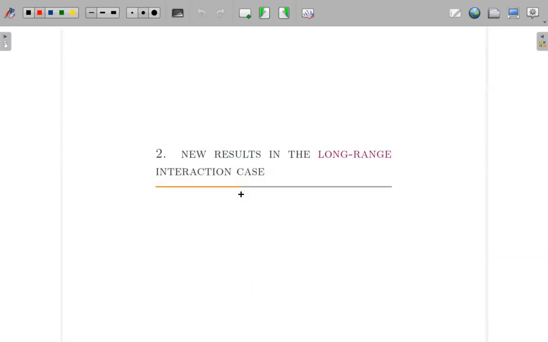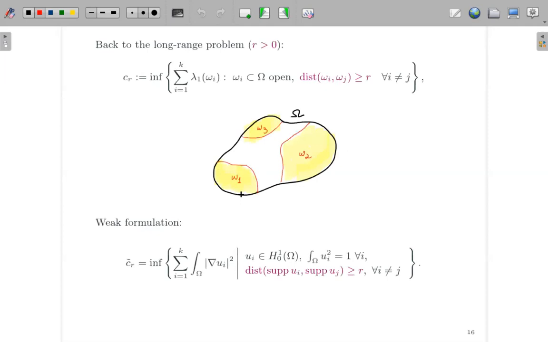Okay, so this was a short overview. At what time did I start? Just to control my time. 45, okay.